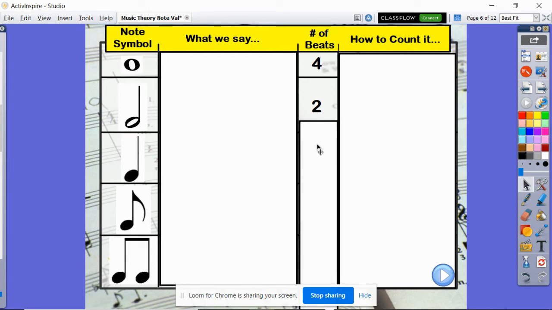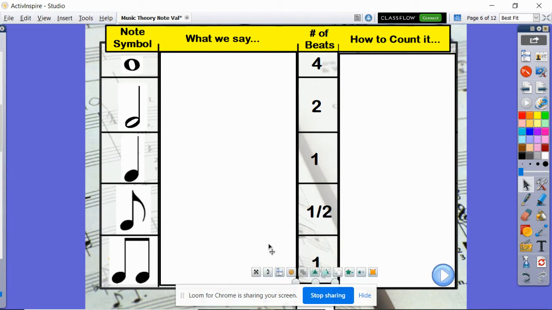Okay. And then quarter notes are one beat each, so you need four of them to fill up the measure. Eighth notes are half of a quarter note, or half a beat, and then we have two of them together. And like I said earlier, the eighth notes that are beamed together fill a full beat. I'm going to close that out there.